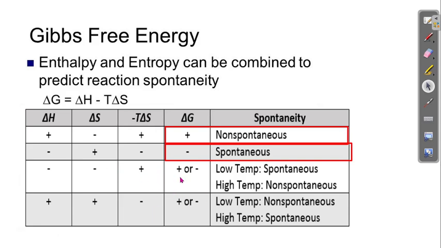The other combinations give a Gibbs free energy that can be positive or negative, so it all depends on the temperature. So if you have enthalpy negative, entropy negative, this now is positive because negative times negative is positive. It all depends on this, the temperature. At low temperatures, spontaneous. At high temperatures, not spontaneous. And the same thing here.